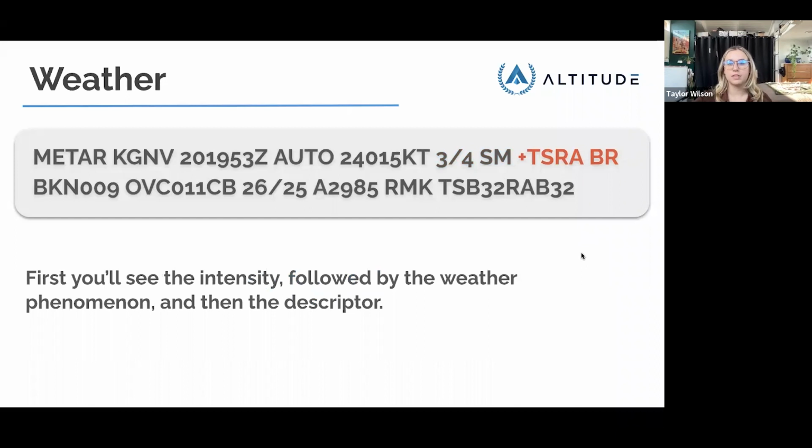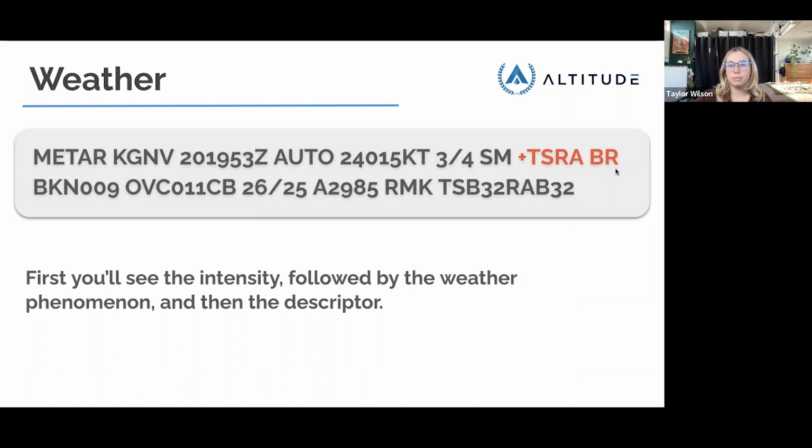Then we have the different types of weather that we might see in our METAR. So starting off, that TS there means thunderstorms, followed by the RA, which means rain. Now, this little plus sign here identifies the intensity of that weather. So because it's a plus sign, we have thunderstorms with heavy rain. If you had a minus sign, it would be light rain. And if there's no descriptor there, then it's just going to be moderate rain.